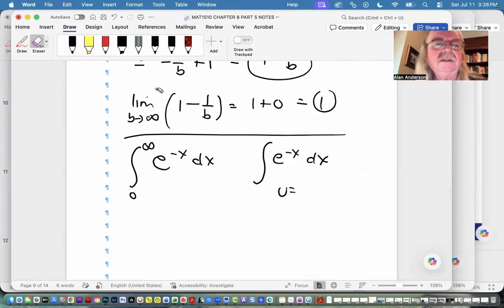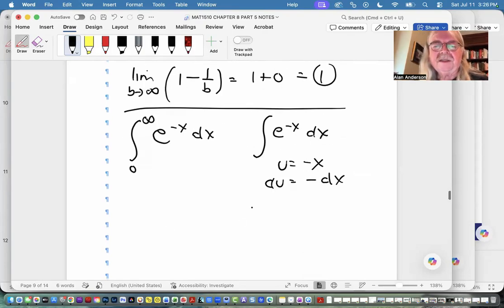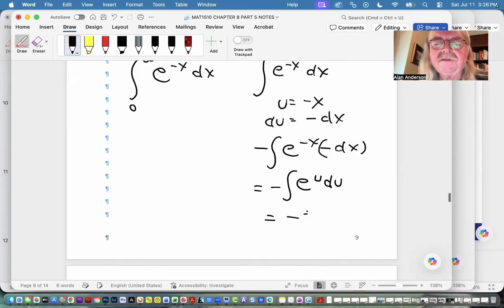Just minus x. Du would be negative dx. So that means we have to supply a negative here to make this work. Okay, so now we're good because what we have here is negative integral e to the u du, which means negative e to the u plus c. Or, of course, since u is negative x, negative e to the minus x plus c, and that's it.